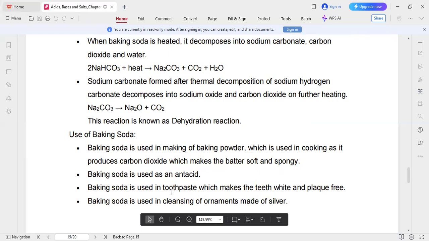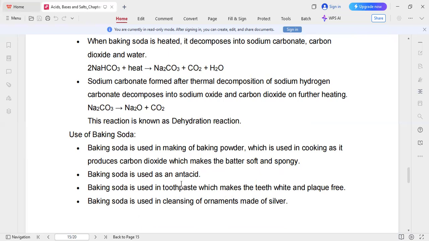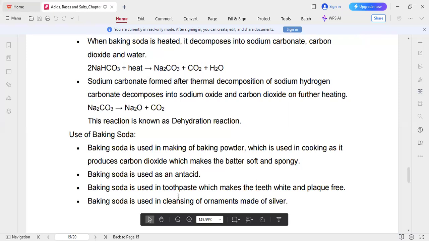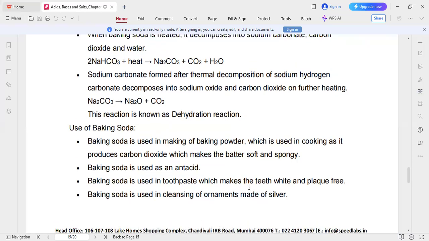As you know, when you eat, children, acidity is produced in the mouth. When the pH of the mouth goes below 5.5, then tooth decay may happen. So that's why we use toothpaste, which is basic in nature and which mainly contains baking soda. Next, baking soda is used in cleaning of ornaments made of silver. One more use you can tell, children, is that it is also used in soda acid fire extinguisher.